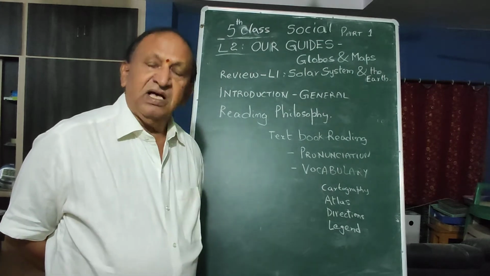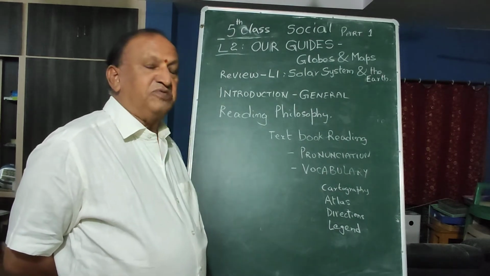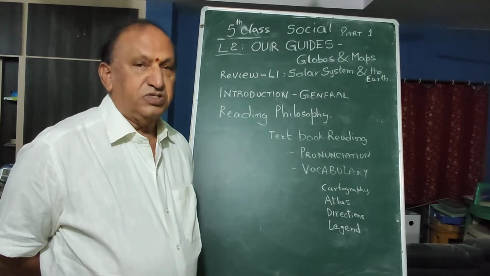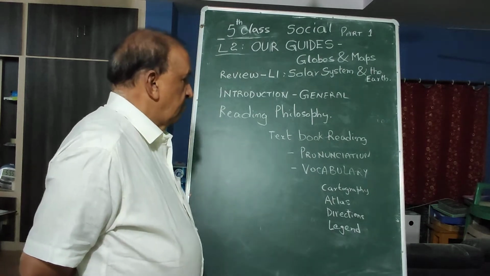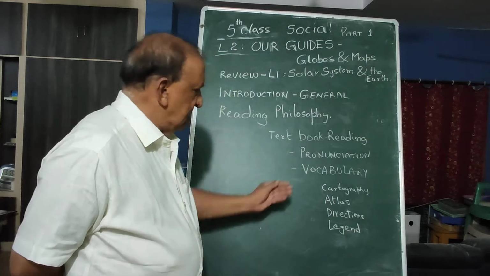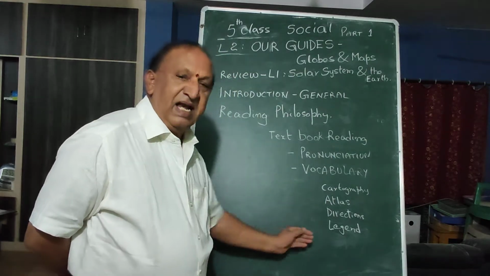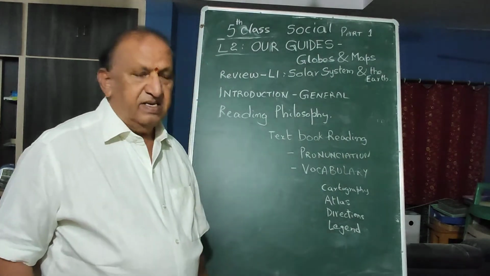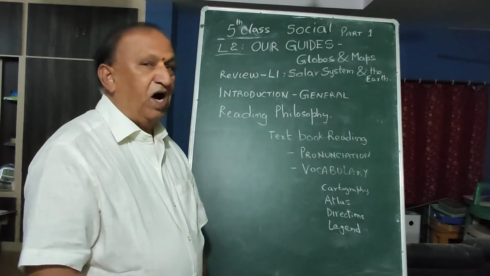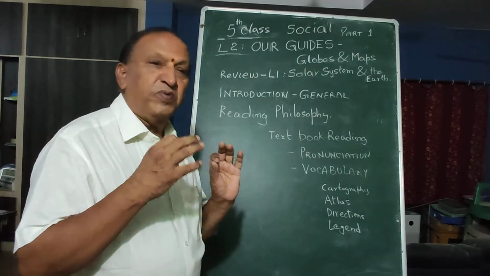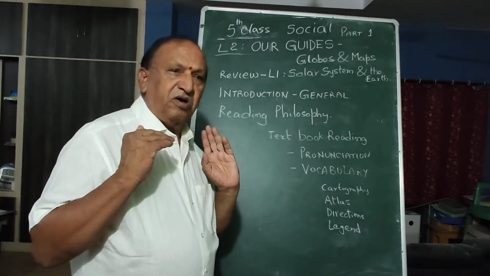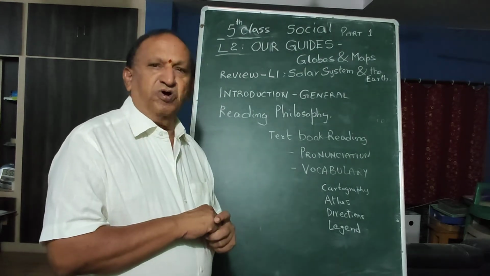Okay, this has a lot of information, a lot of new words, and they are not difficult. The only thing is you have to get used to them. Now, there are some words here: cartography, atlas, directions, and legend. Cartography is making maps in a scientific manner, following some definite procedures and techniques. That art itself is called cartography.